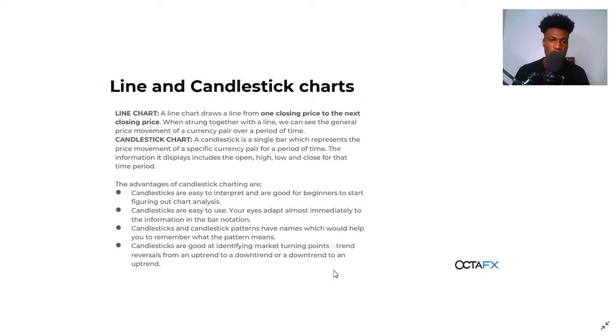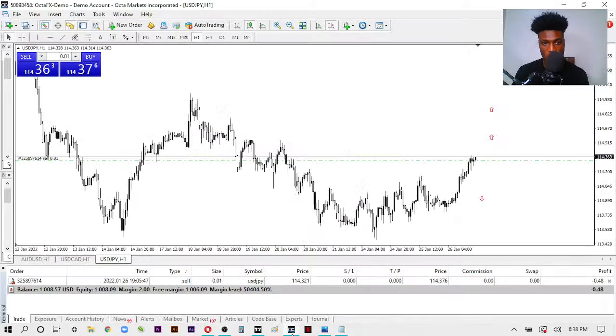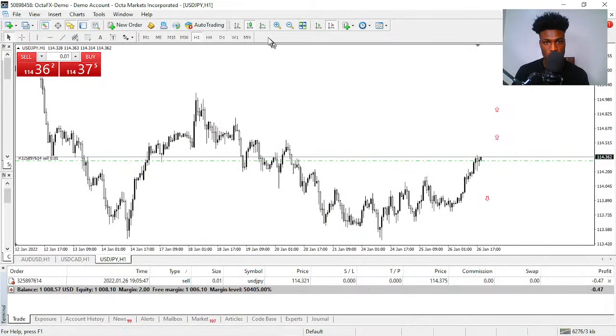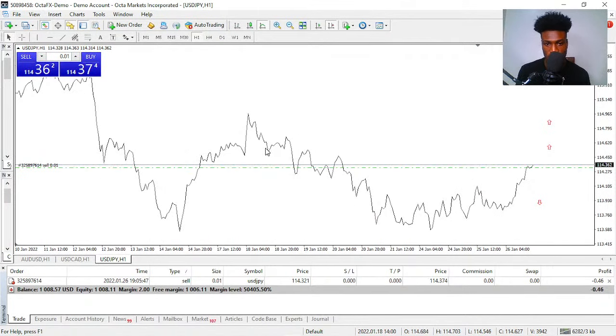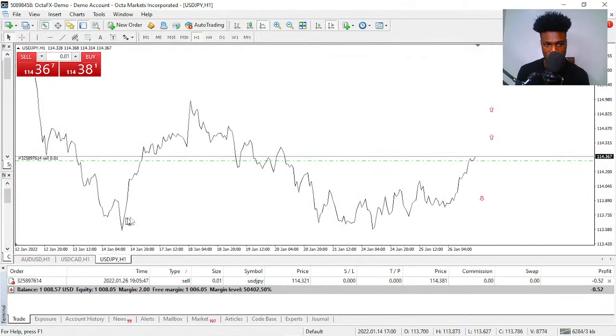A line chart is a chart that draws a line from one closing price to the next closing price. When strung together with a line, we can see the general price movement of a currency pair over a period of time. So let me show you guys what a line chart looks like. So this is what a line chart looks like. It just shows us closing price.